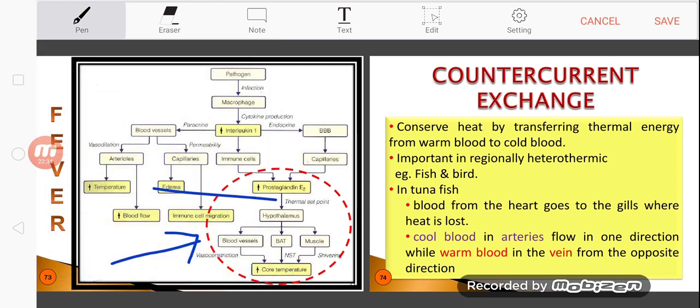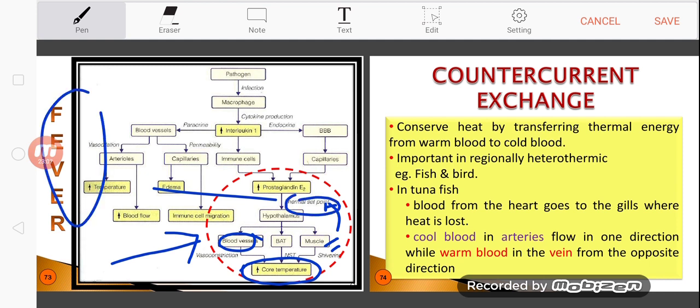the hypothalamus will send a signal to the blood vessels to vasoconstrict. That's why we feel feverish. A patient with fever, sometimes we can see very pale, fair. The muscles shiver in order to achieve the new thermal set point of 37. So the aim is to increase core temperature due to the new thermal set point during fever. Alright.